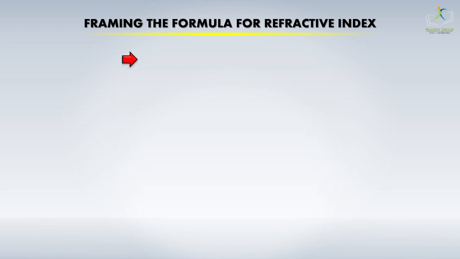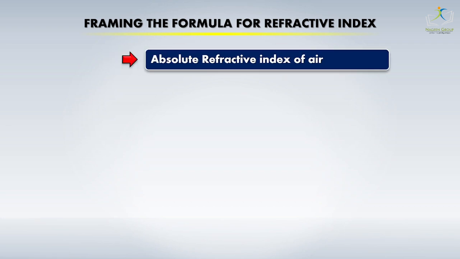Now, framing the formula for refractive index. The absolute refractive index of air we write as n_a, which means the refractive index of air with respect to vacuum. Here we always take the velocity in the second medium, right? So it is the velocity of light in vacuum by the velocity of light in air. Now n_i by a, please tell me, is the ratio of the velocity of light in air to the velocity of light in ice.